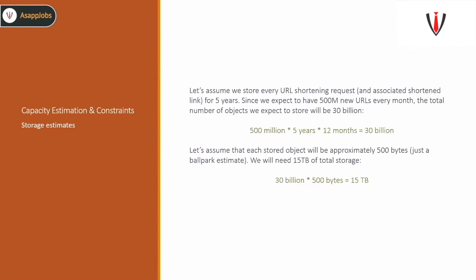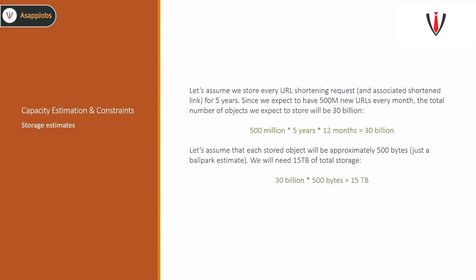Because we have 500 million per month into 12 and then into 5. So that many, the 30 billion records is something that we're going to have. Right? And then the next question would be, what is each record size going to be like? Let's just take another number, let's say 500 bytes. So if you take 500 bytes, it becomes 15 TB. So now you have a storage estimate.